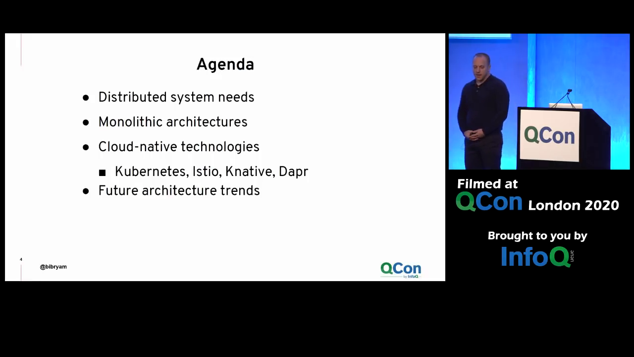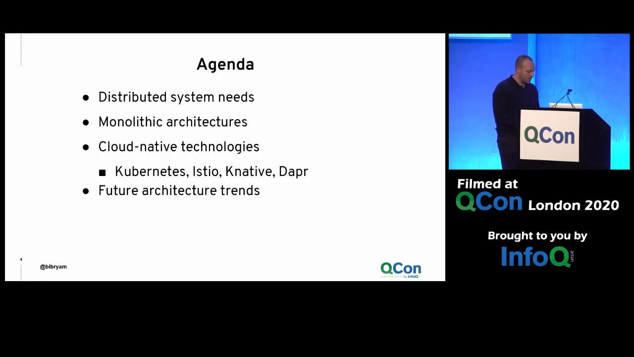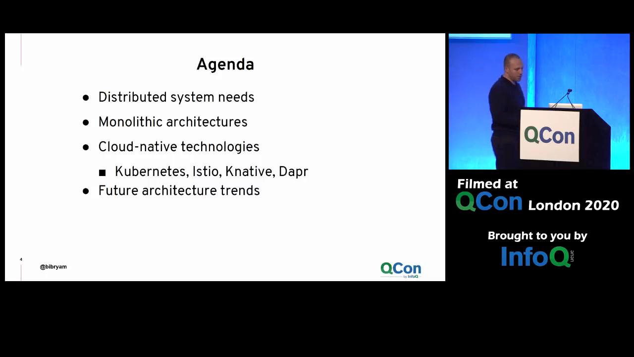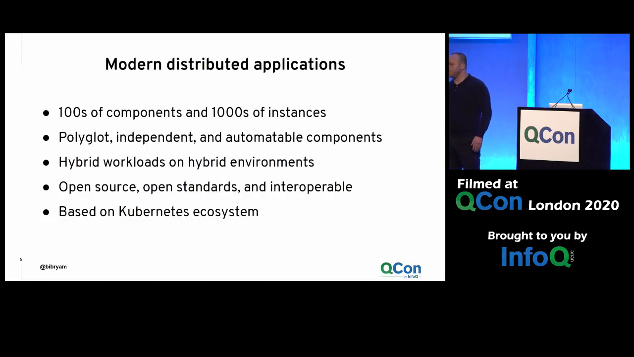To get there, I suggest we look at what the needs of distributed systems are and how those needs have been evolving over the years, starting with monolithic applications through Kubernetes and with more recent projects such as Dapr and Istio, Knative, how they are changing the way we do distributed systems. And we'll try to do some predictions about the future.